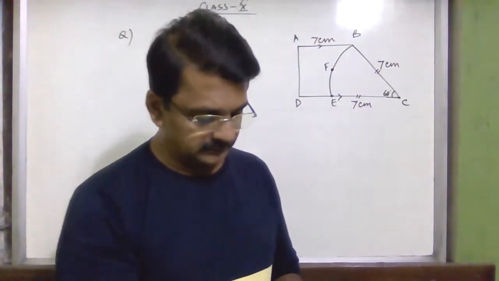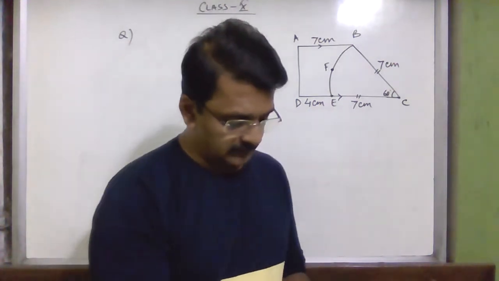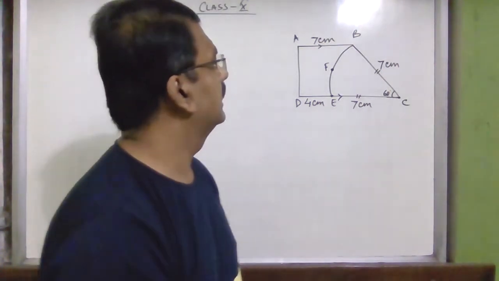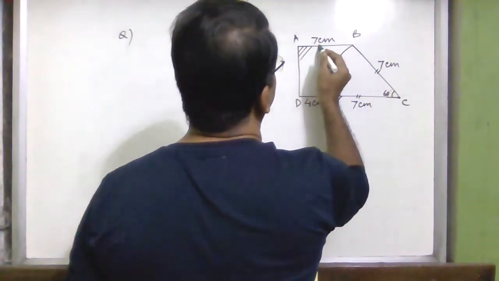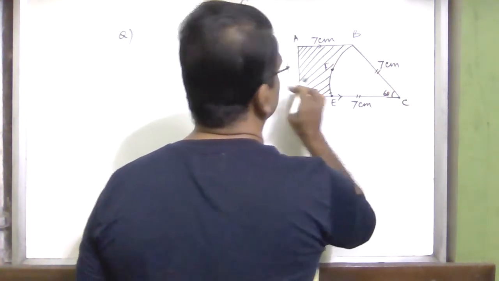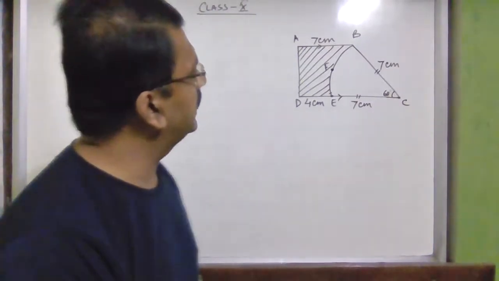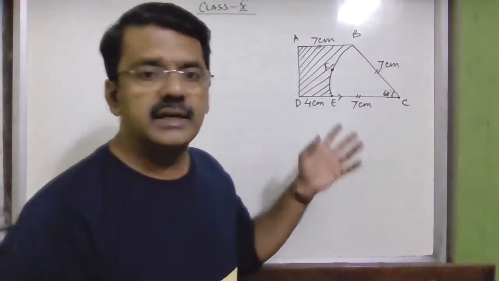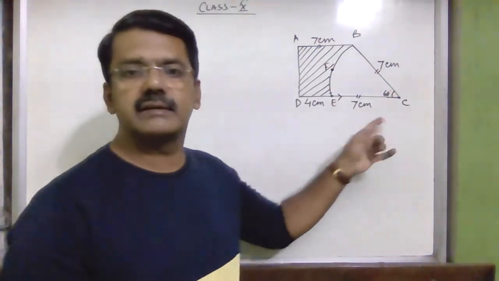Clear? And DE is 4 centimeter. Then find the area of the shaded part. So this part is shaded. As you can see, to find the area of the shaded part from the area of the trapezium, we have to subtract the area of the sector of the circle. It is very easy to calculate the area of the sector of the circle because the radius is given, the angle is given, it is easy.